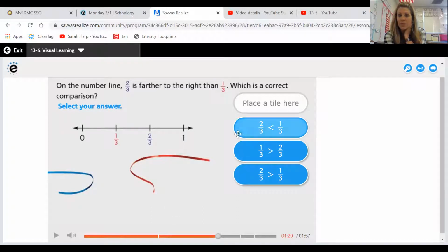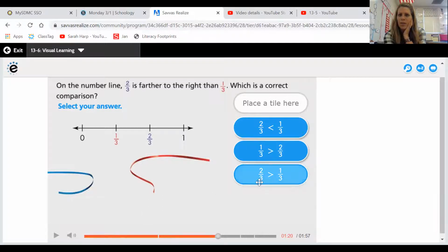So let's stop and think about this. It says 2/3 is, you know what that symbol means? Less. See how it kind of looks like an L? 2/3 is less than 1/3. Is 2/3 less than 1/3? Here's 2/3. Here's 1/3. All right, let's look at the second one. 1/3, oh, the alligator mouth is eating it. So 1/3 is greater than 2/3? Is 1/3 greater than 2/3? Think about that for a minute.